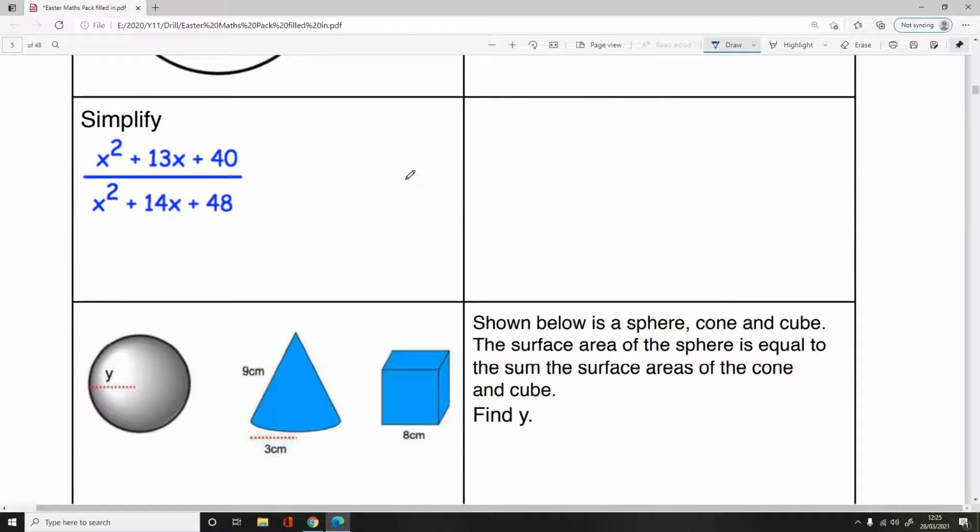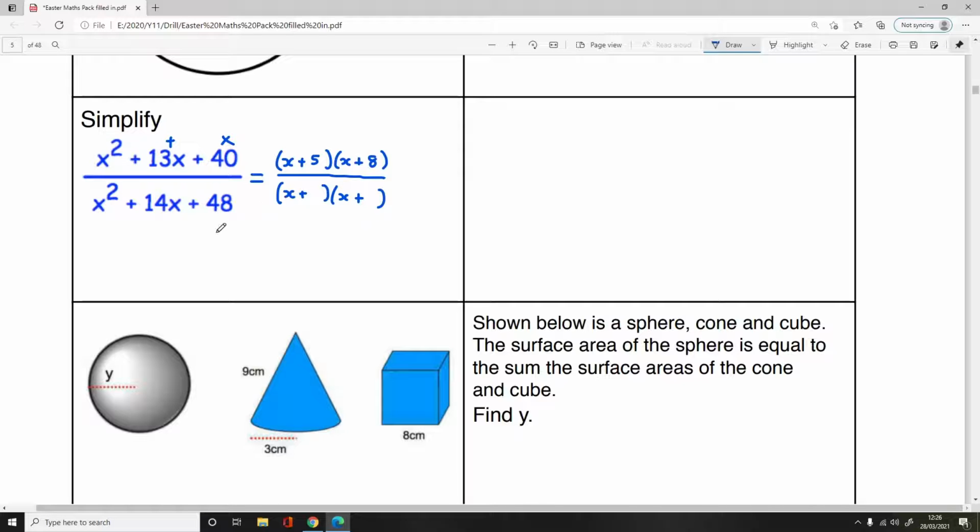Okay, this is an algebraic fraction, and if we want to simplify an algebraic fraction, we are always looking to factorize and cancel out. Again, we've got the nice value of x squared, which means this is just x plus something, and they're all pluses as well, so all these will be pluses as well. We want numbers that times to 40 and add to 13 at the top, and those numbers are 5 and 8.